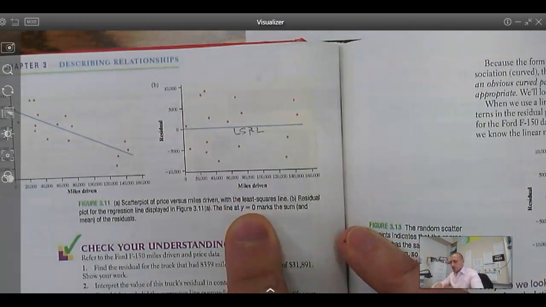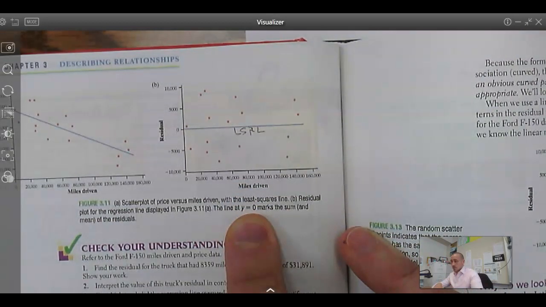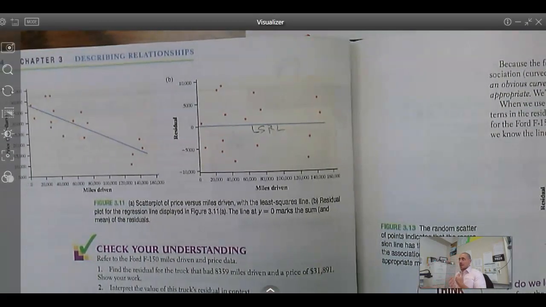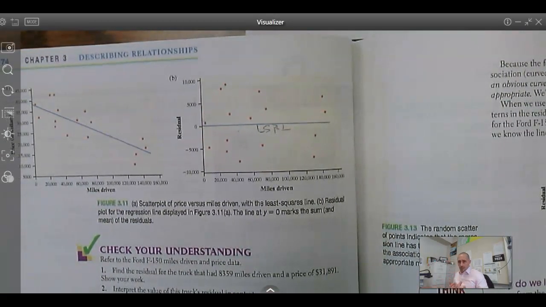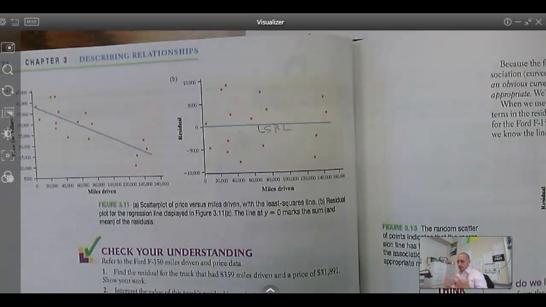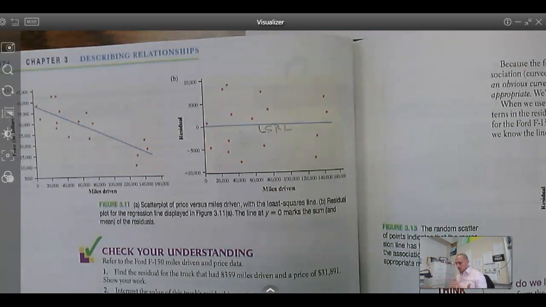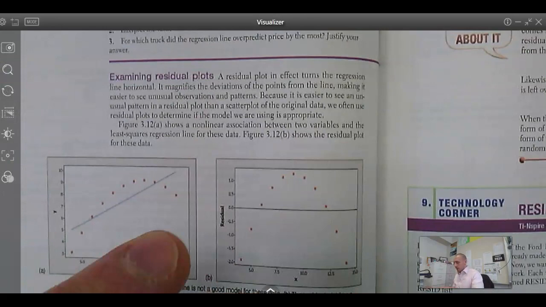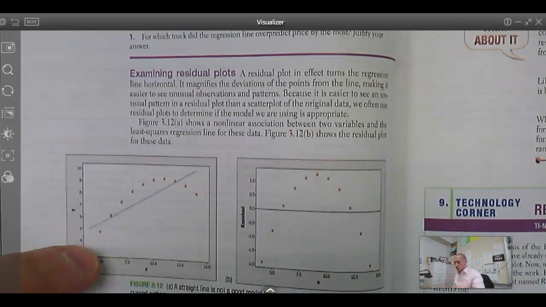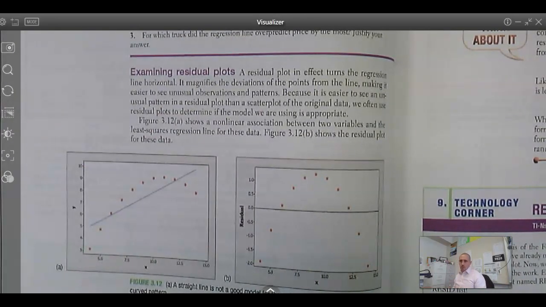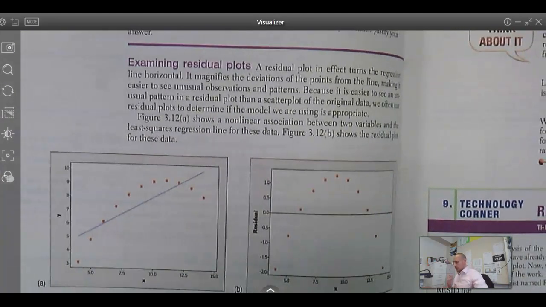What we want to see is random scatter. We don't want to see a pattern. If we don't see a pattern in the residual plot, that tells us we have an appropriate linear model. If you do have a pattern in the residual plot, then that tells us a linear model is not appropriate. So here's the scatter plot, here's the corresponding residual plot, big pattern, big issue. You can see this is not a linear form. So using a linear model would not be appropriate.